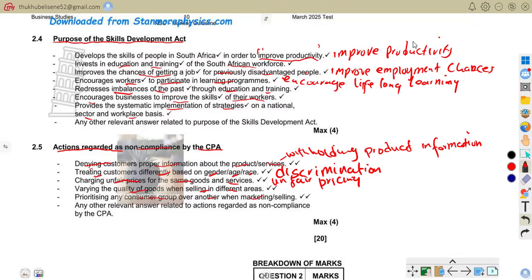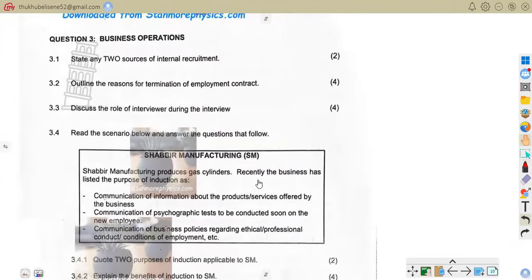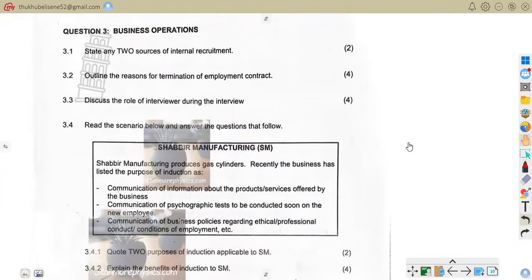So now we are to move on to question 3. Let us quickly attend question 3, business operations. It says 3.1, state any two sources of internal recruitment.